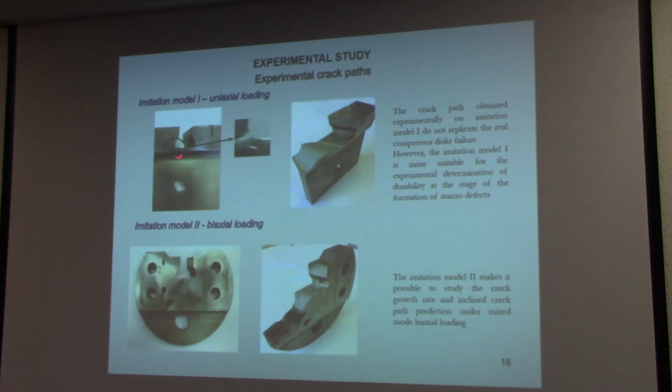The crack path obtained experimentally on imitation model 1 does not replicate the real compressor disk failure, but this imitation model is more suitable for experimental determination of durability at the stage of formation of macro defects. Imitation model number 2 makes it possible to study the crack growth rate and inclined crack path prediction under biaxial loading condition.